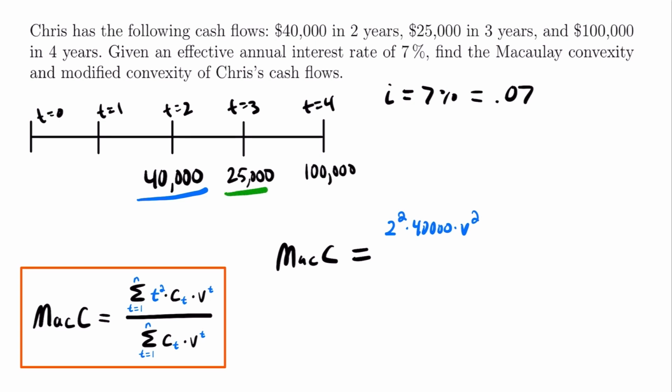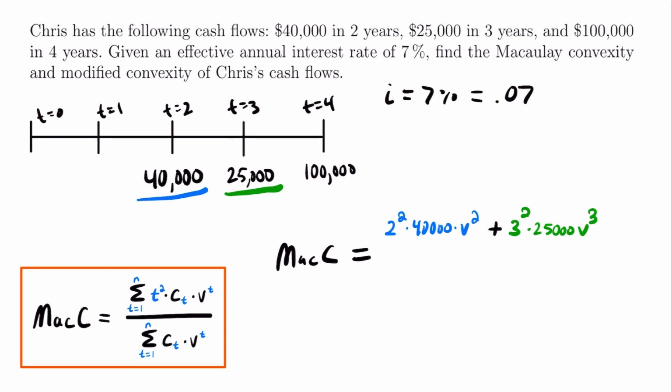Now let's look at the second one, which is $25,000 at time equals 3. We will add 3 squared times 25,000 times v cubed. That cash flow of $25,000 was made at time equals 3, so we have that value of t squared multiplied by 25,000, the amount of the cash flow, and then multiplied by the present value factor cubed, which will take it back 3 years to time equals 0.